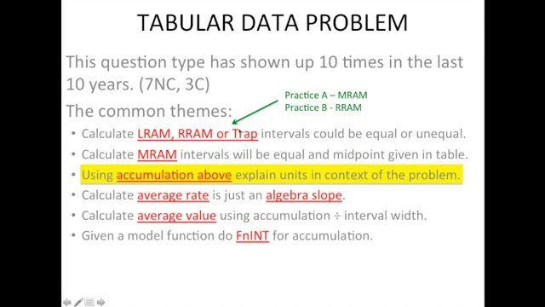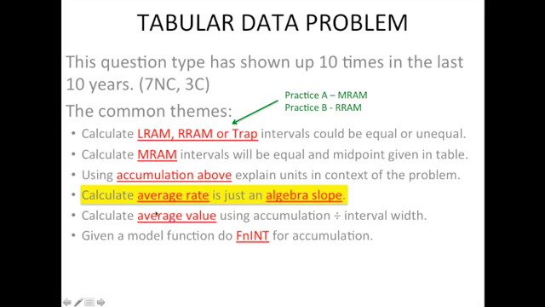The other thing we can do with a table focuses on slope. They might ask you for an average rate. Remember, rate is another word for derivative, and if we don't have a function, we have to do an algebra slope. So the average rate would be just calculating the slope using 2 points in the table.